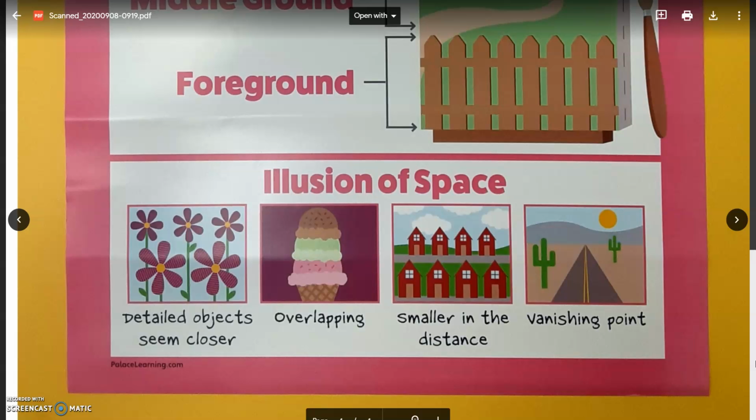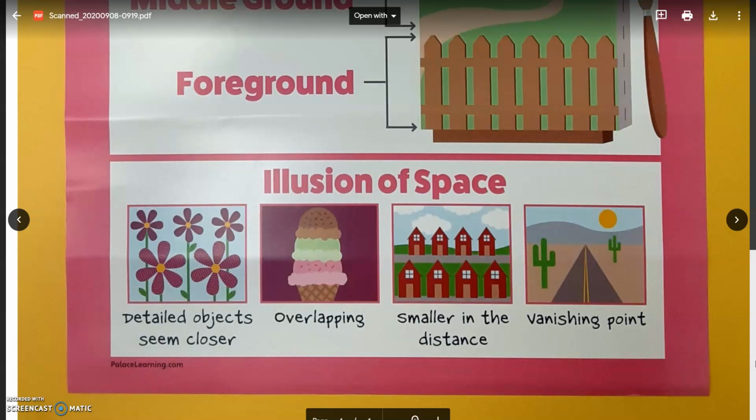Okay, so a lot of times, if you look to the left, detailed objects seem closer. The more detail that you give an object, it looks like it is closer to you rather than further away. And the same can be said that less detail would make an object seem like it was further away. The second one, overlapping. When we put one object or one subject on top of another and they layer over each other and overlap, it makes it look more like there are three dimensions, like there is more space.